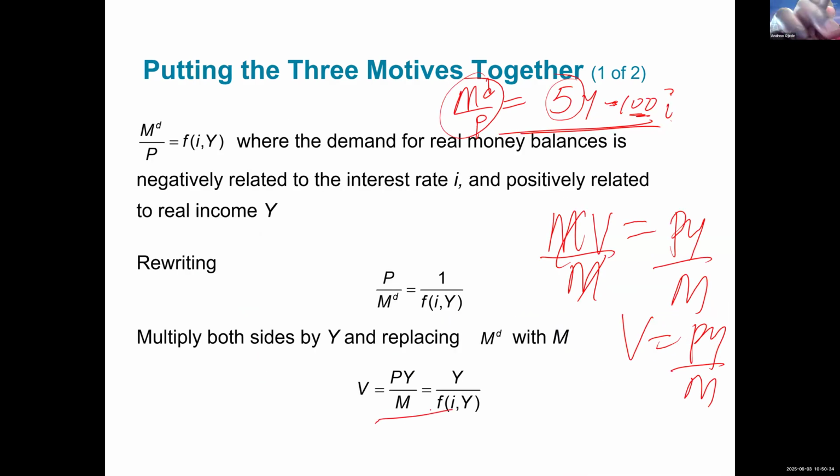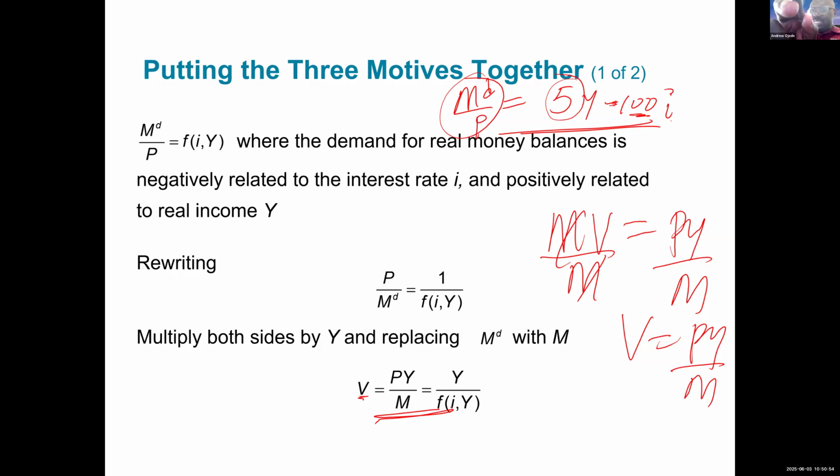It's here on the slide. So velocity is no longer constant. Velocity is not constant in the Keynesian model. It depends on interest rate and real GDP. Okay, now I want to be very clear here. What is the relationship between velocity V and F(i, Y) here?